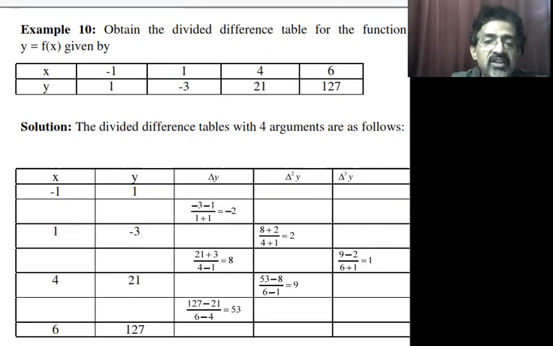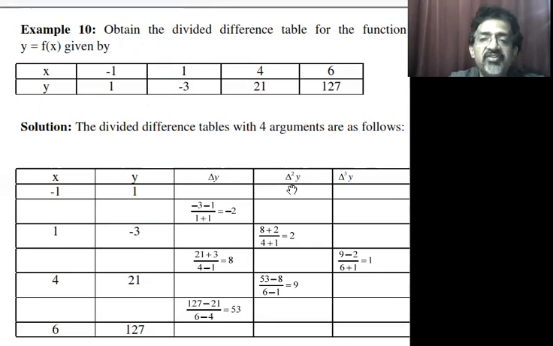Then 127 minus 21, that is f of x4 minus f of x3, 127 minus 21 divided by 6 minus 4. So that gives me 53. Right. So I got the first order divided difference table: minus 2, 8 and 53.